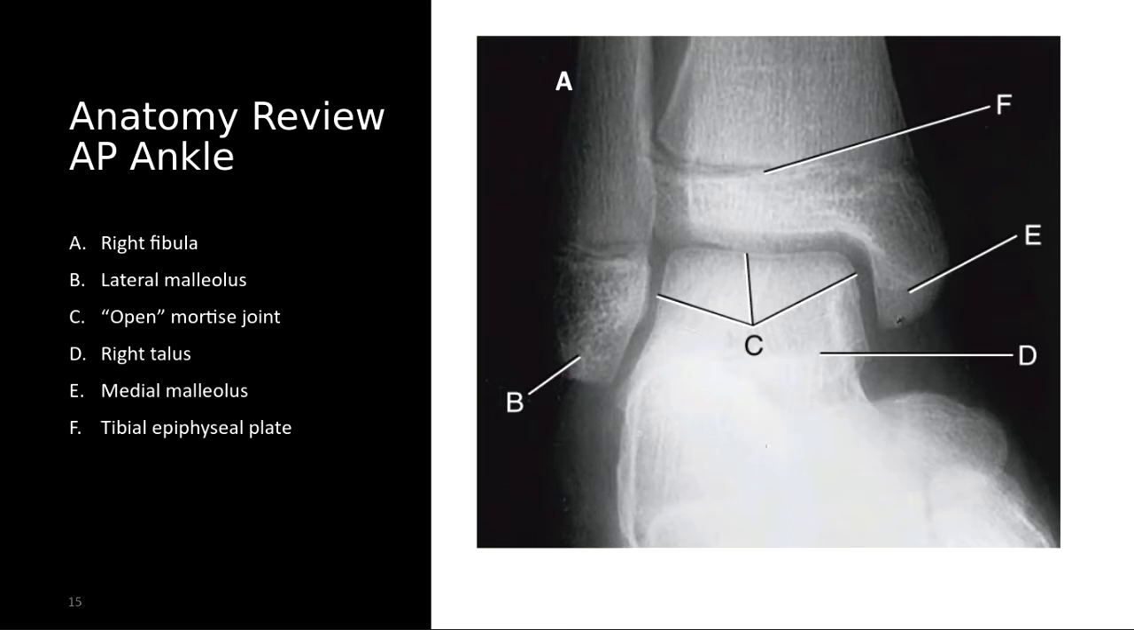D is the right talus. E is the right medial malleolus. Now this is on the tibia, so medial malleolus. Oh, I don't have the pointer. I'm so sorry. Talus, right medial malleolus. This is the tibia. And then F, this is the tibial epiphyseal plate.